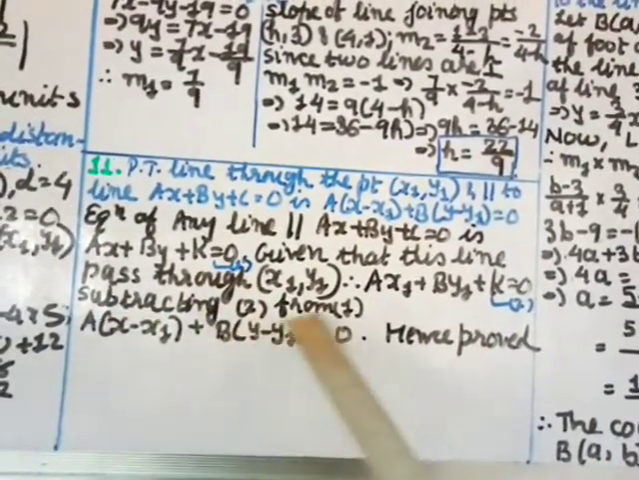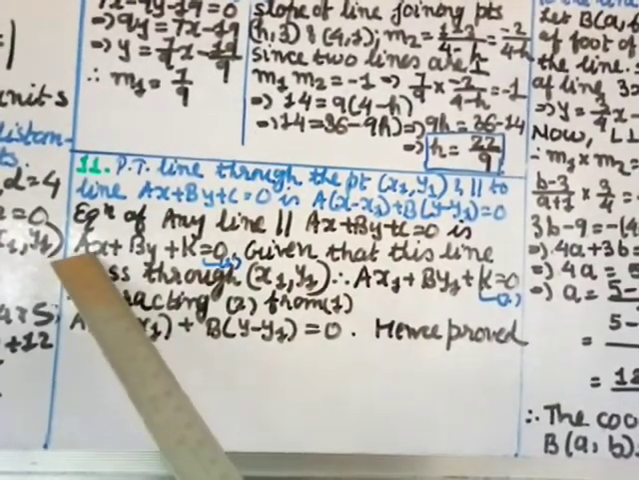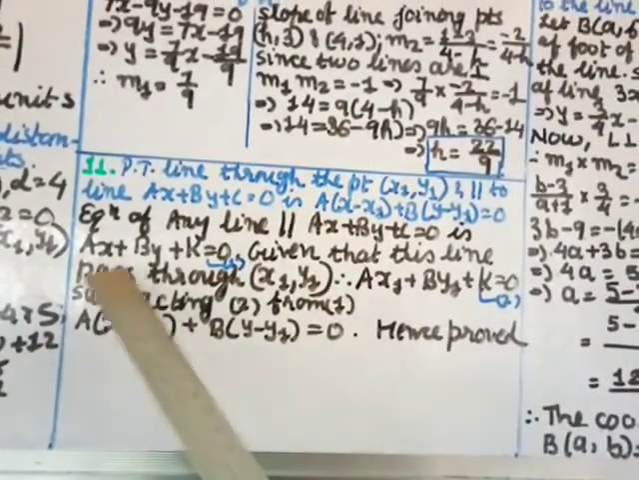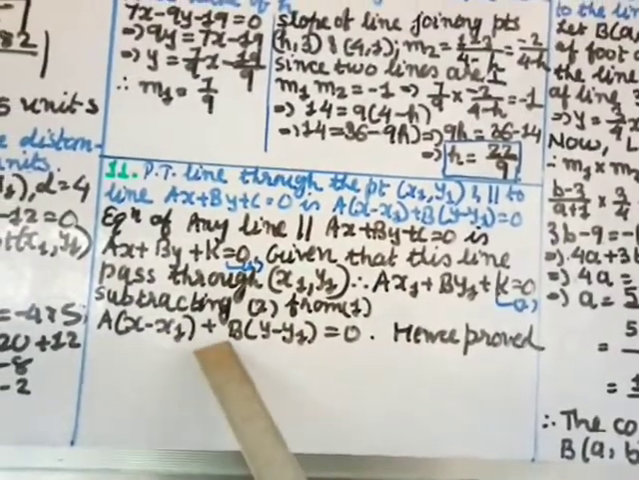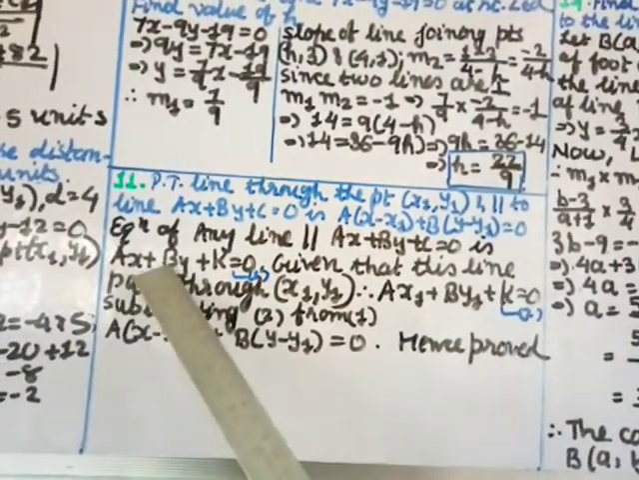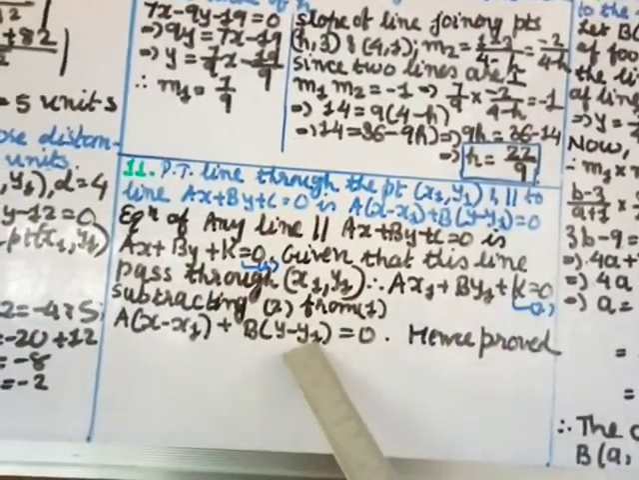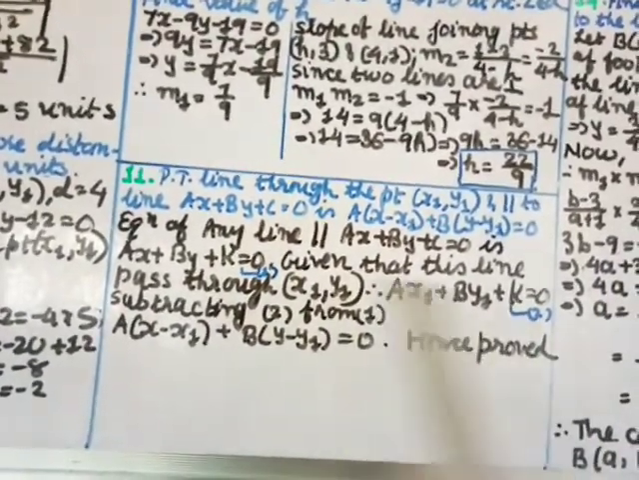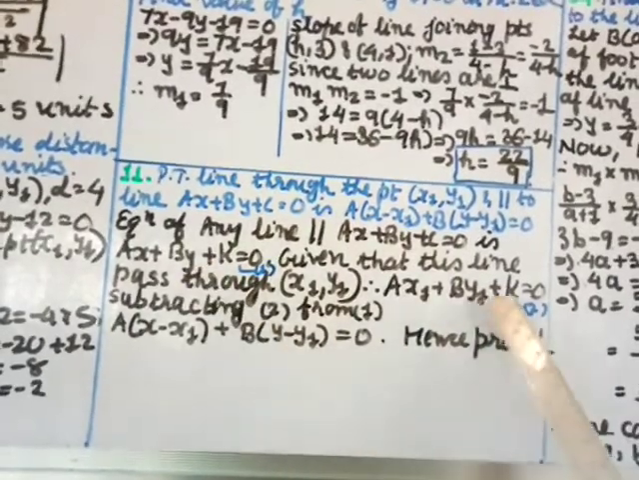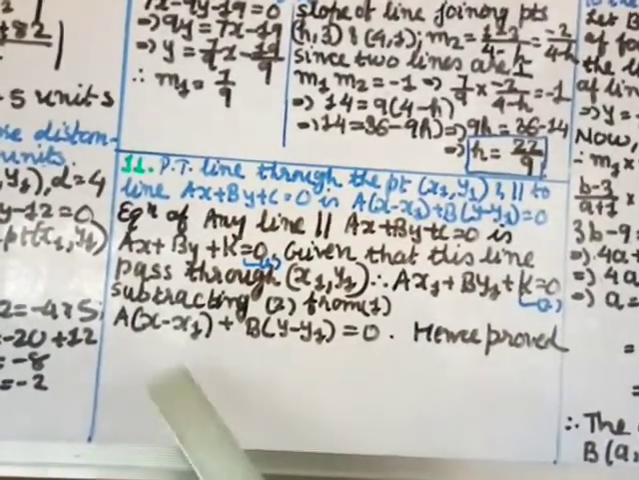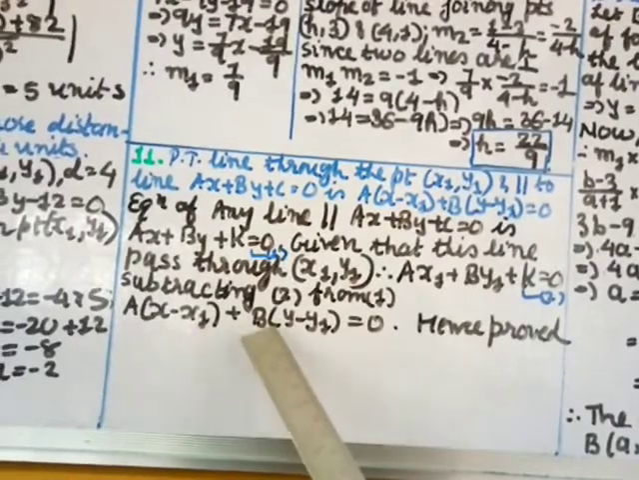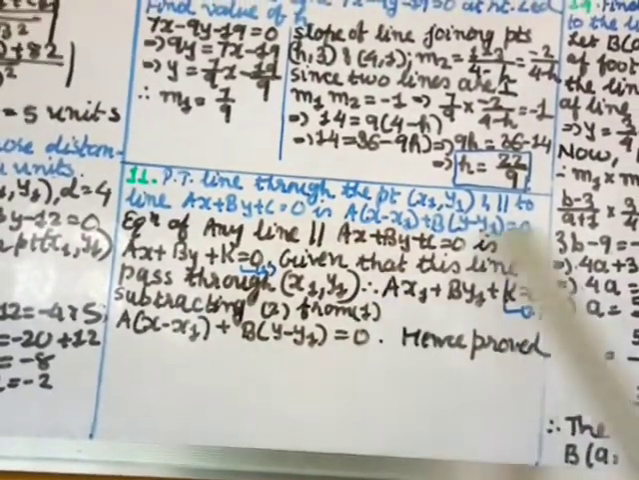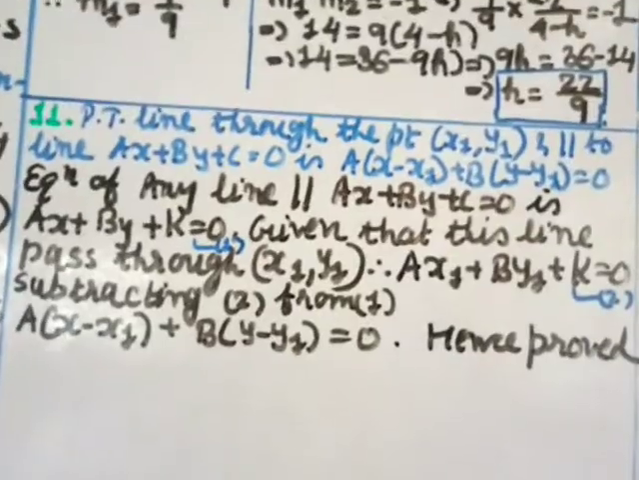Now subtract equation 1 from 2. So if you see ax1 minus ax, from these two you can take a common, so here remains x minus x1, plus by1 minus by, from these two you take b common, so here remains y minus y1. And this is plus k, this is plus k, but if you are subtracting, you will write minus k, so k minus k will give you 0, so there is no more k term. So you get a(x minus x1) plus b(y minus y1) equal to 0, and that is what they asked us to prove, hence proved.